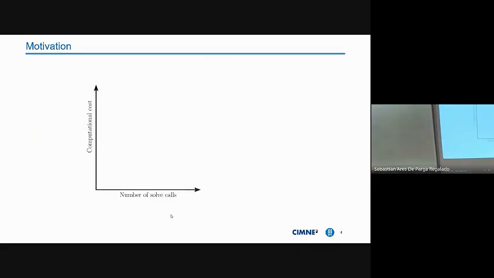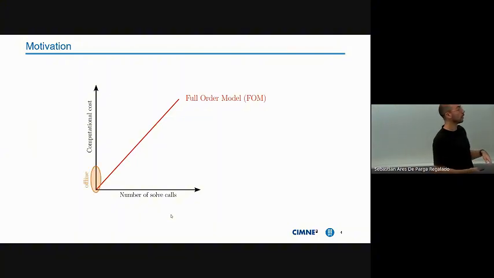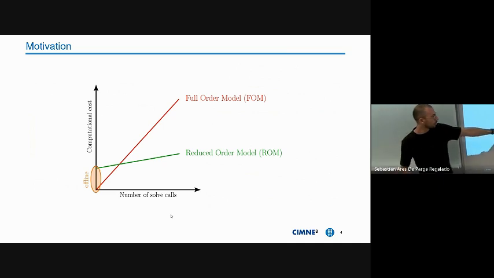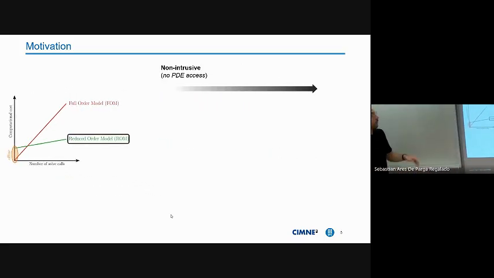Going back to the full order model cost, whenever we need to solve many times, it is often too computationally expensive. So it pays off to do what we call an offline stage or training stage, where you set up some simulations, gather the data, and build a reduced order model that takes way less time than the full order model. The way these reduced order models are classified, they can go from non-intrusive, which has no access to the PDE and is often based purely on data-driven models, to fully intrusive, which has total access to the PDE, where you even have to modify the PDE.